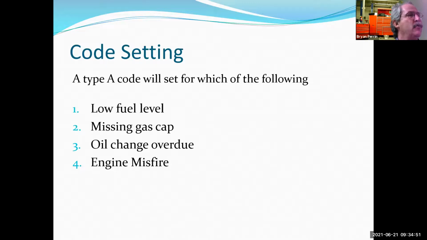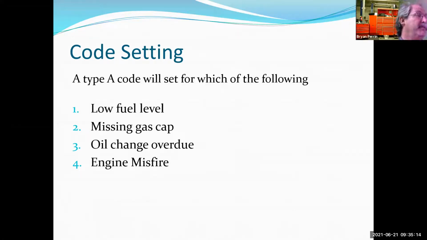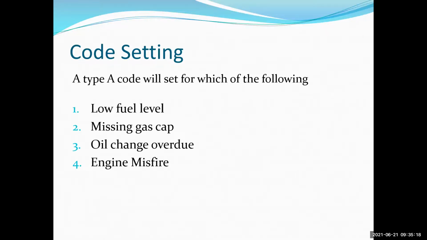An A code will set for which of the following? Which of the following things would set an A code? Yes, number 4, ignition misfire. That's the only thing that's going to set an A code there. Engine misfire. The top 2 would set a B. The top one wouldn't normally set a code, or could set a B code. Try that again.